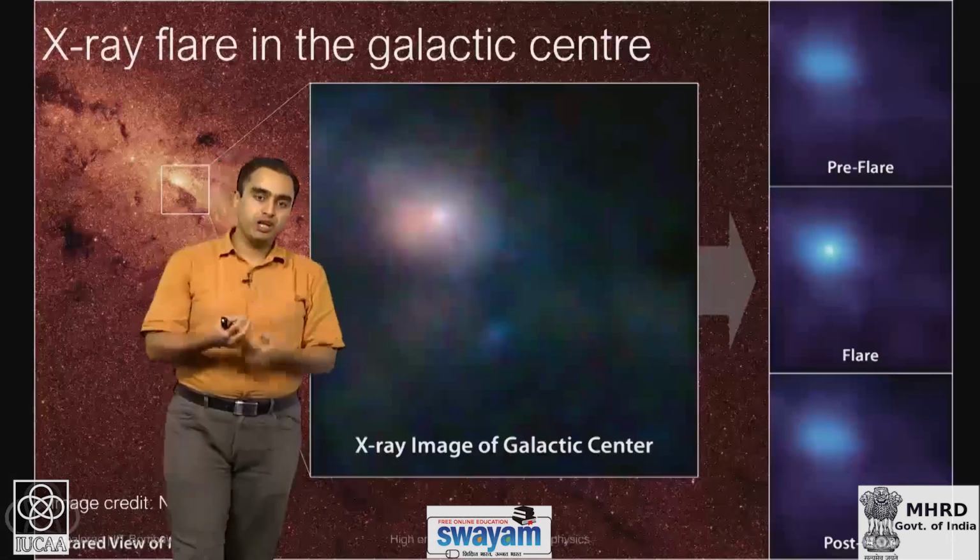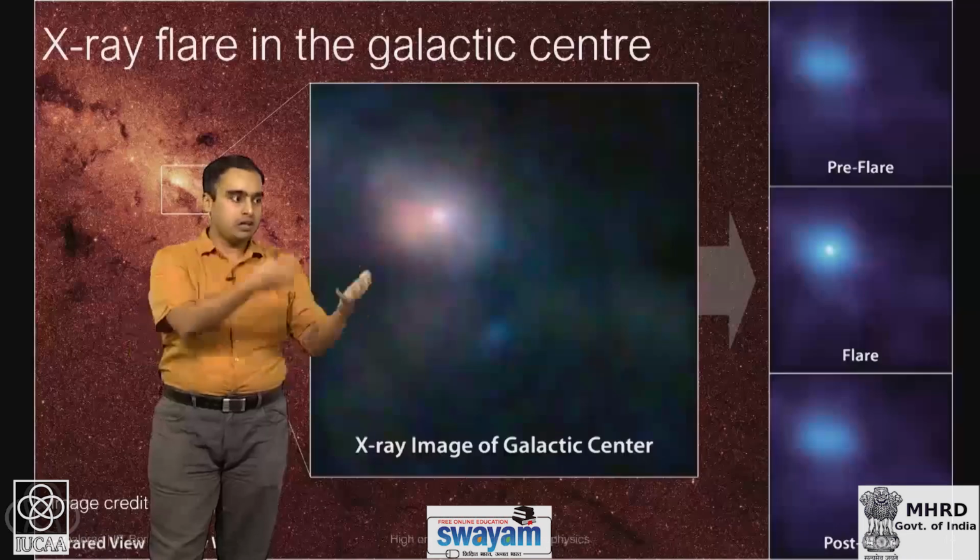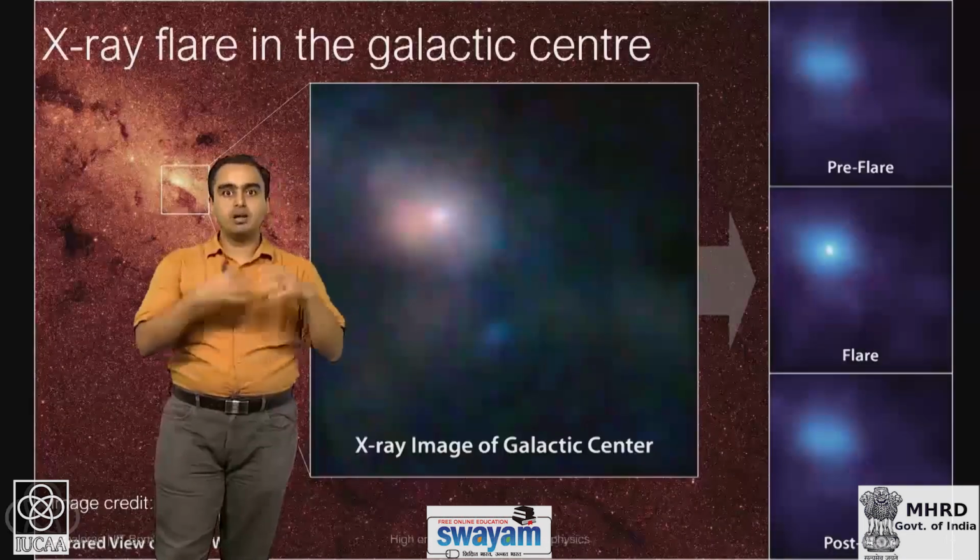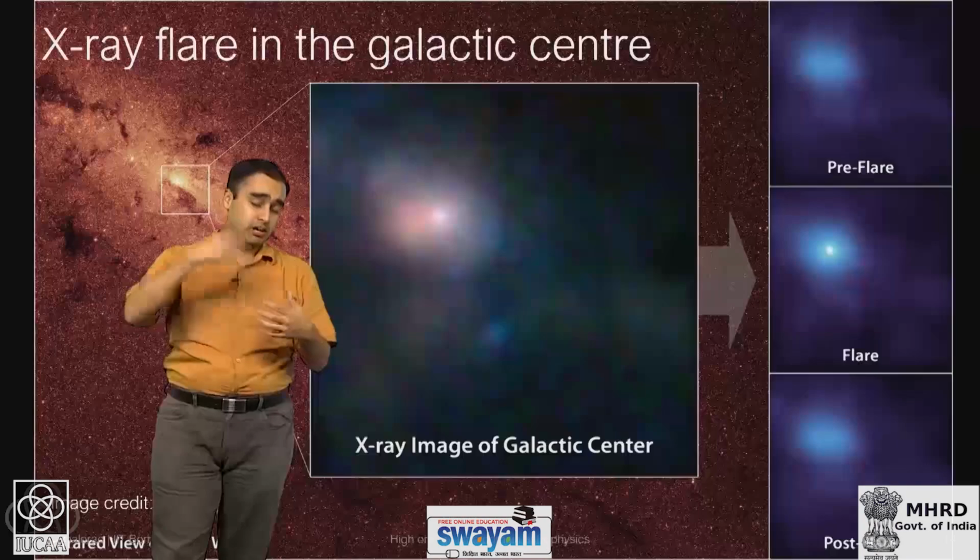Okay, so, these kind of variabilities are seen in neutron star sources, in black hole sources. It could be intrinsic variability, extrinsic variability, and this is being studied by high energy astronomers using a large set of telescopes around the world.